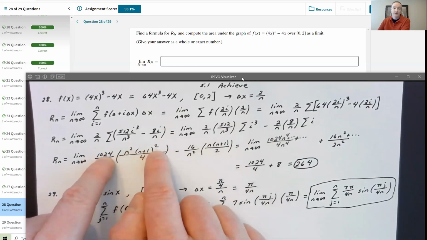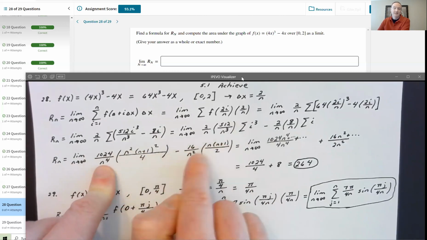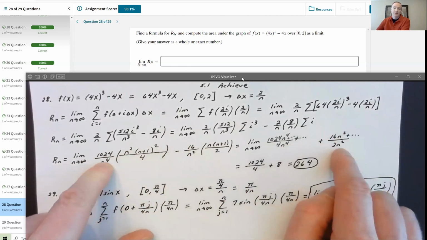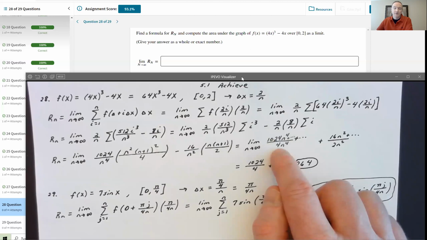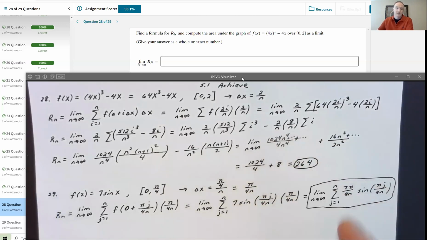So then I know in my first one, if I multiply all this out, I would get 1024 n to the fourth. And then, yes, there'd be a whole bunch of other terms, but those terms are irrelevant, divided by 4n to the fourth. My second, I would have 16n to the second over 2n to the second. And both of these are rational functions with the same degree in the numerator and denominator. So the limiting value as n approaches infinity is just the fraction of the leading coefficients. I'll have 1024 over 4. That gives me 256 plus 16 over 2, which is 8. 256 plus 8, 264. Should be the answer there.